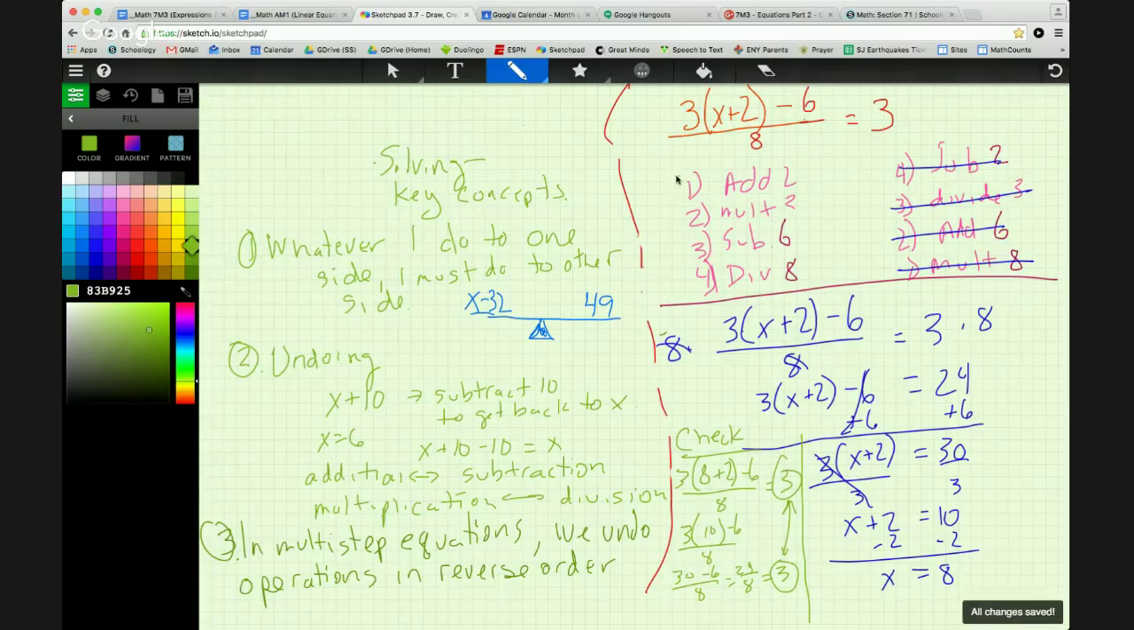So our strategy of figuring out the order in which we did things and then undoing them in the opposite order will always work, even for a 1, 2, 3, 4, 5, 6, 7, 8, 9, 10 step equation. So our work here is done.